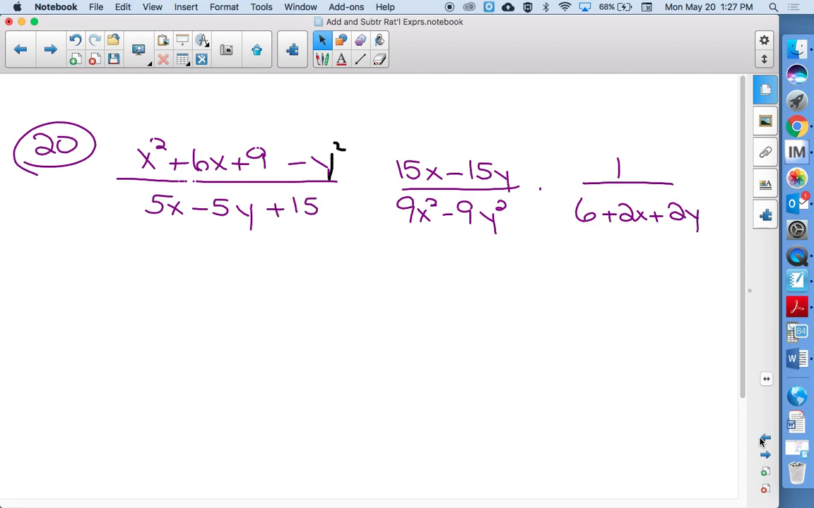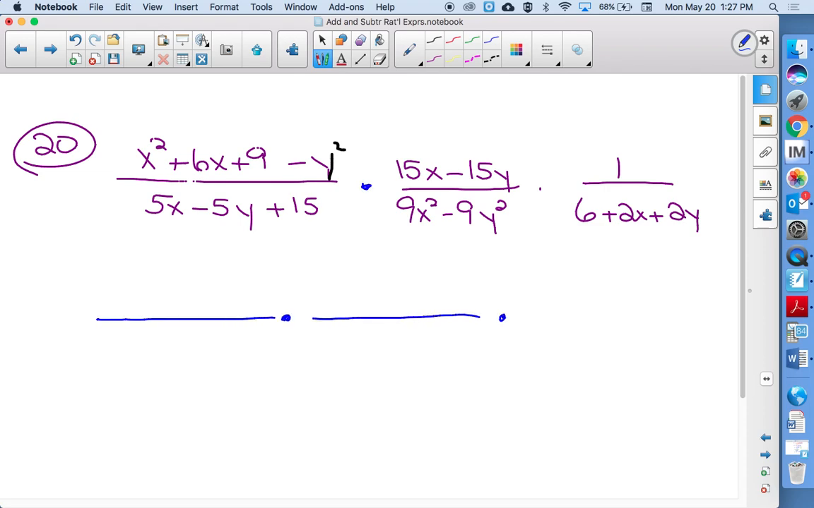So, looking at number 20, I'm going to ignore the first numerator, because you should be able to factor the rest. Maybe somebody was able to get that first one to factor. This is a pretty good factoring problem here. So again, ignore the first numerator. Kate, how would we factor the first denominator? Factor out a 5. Yeah. So x minus y plus 3.